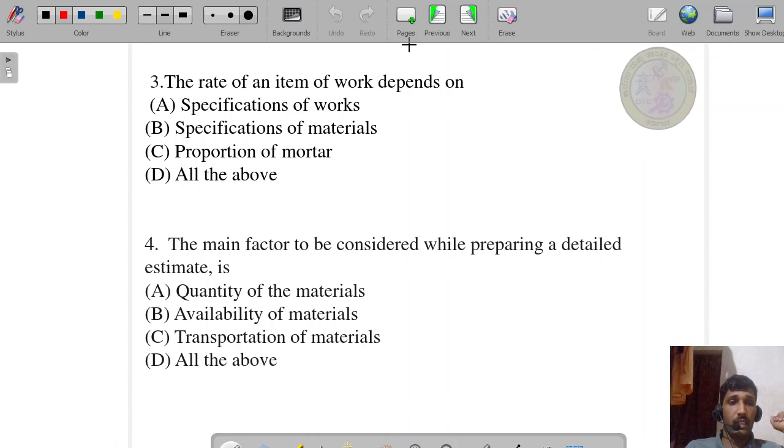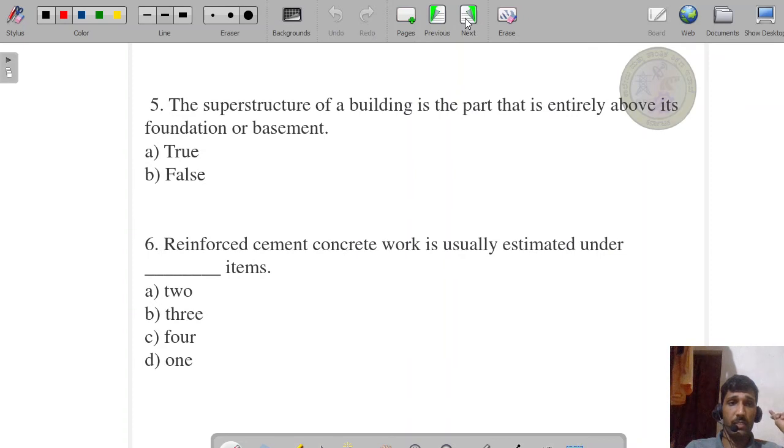Next question. The main factor to be considered while preparing a detailed estimate is quantity of the materials, availability of the materials, transportation of the material, all the above. Which is the correct answer? All the above is the correct answer. While computing the estimation, all these 4 factors are important, because if the material is locally available, the rate becomes cheaper, and the cost also reduces.